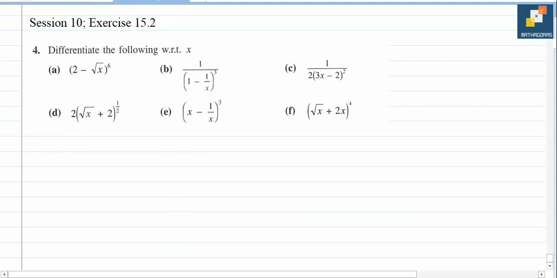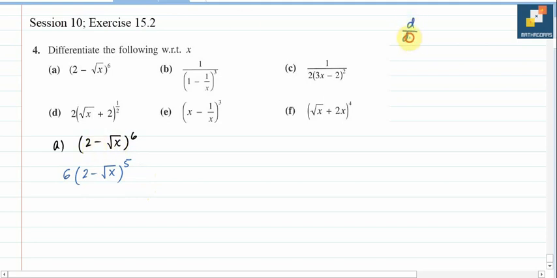Alright, so for the first part the question says 2 minus under root x to the power 6. When I differentiate it, first I need to write down the power, so it's 6. Then I need to subtract 1 from the power, so that will be 6 minus 1 leads to 5, and then we need to find the derivative of the function. The derivative of 2 is 0. You need to find the derivative of root x.